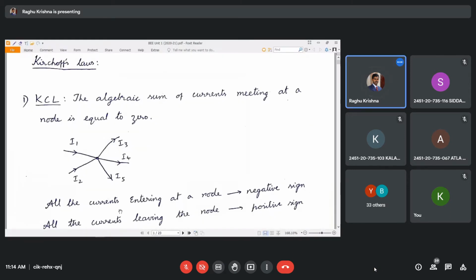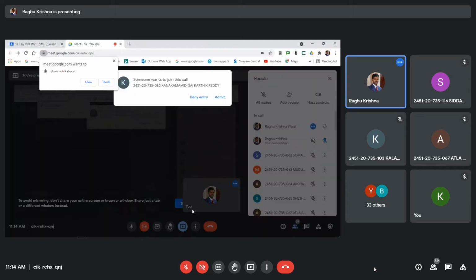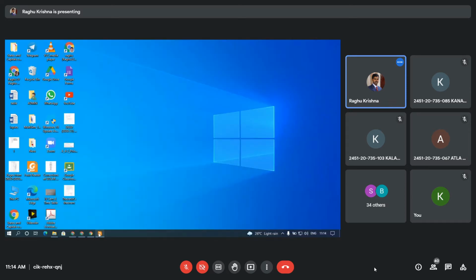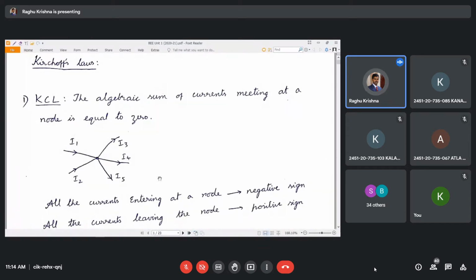Yeah, students. So all of you take a notebook and practice the problems. All of you take a notebook. Are you able to see the screen? Yeah, students, respond. Yes, sir.